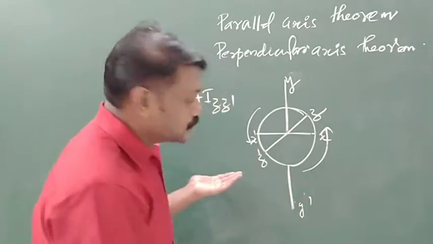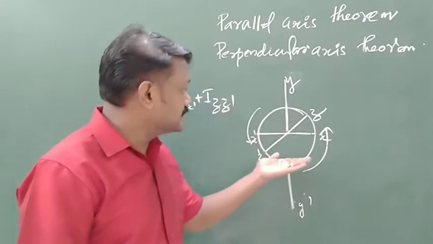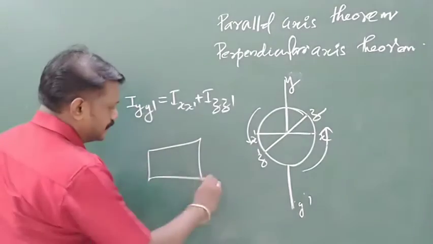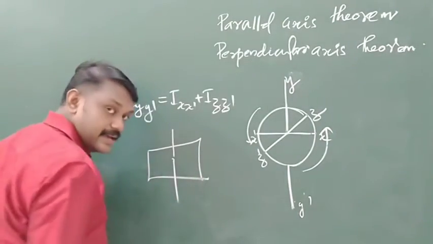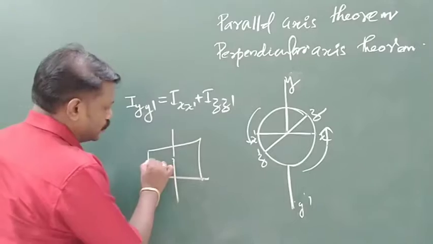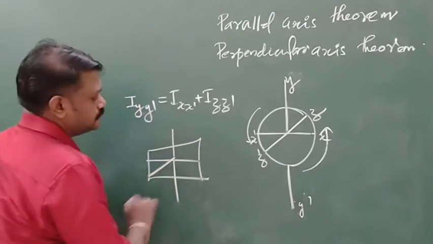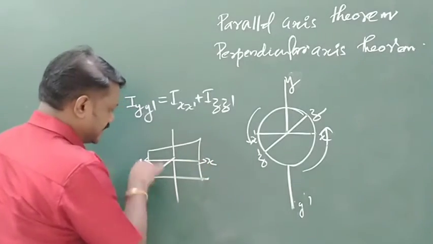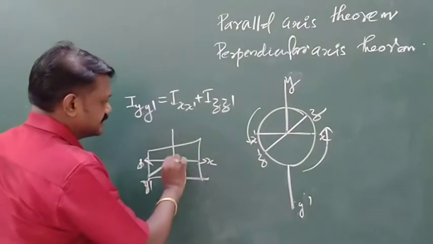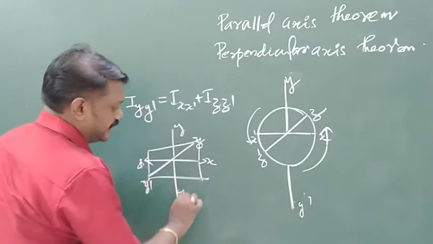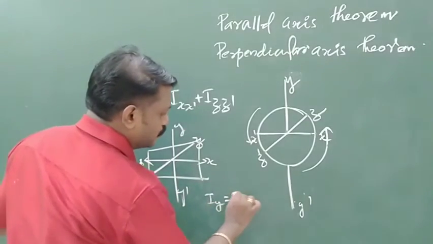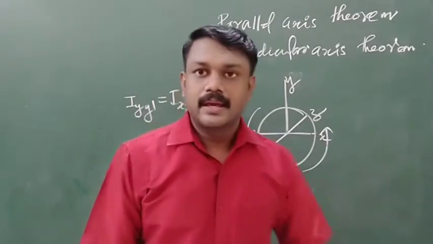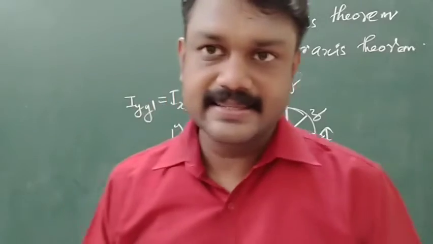It is not necessary that it should be a circular lamina. It can be of any shape. Again, this is the perpendicular axis, so you can have two perpendicular axes, x dash and z dash, and this is y dash. So again, Iy is equal to Ix plus Iz. That is the perpendicular axis theorem.